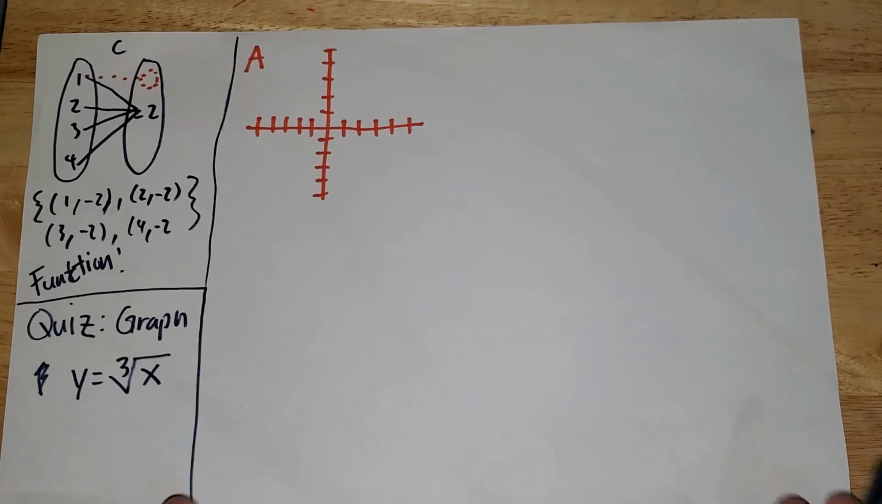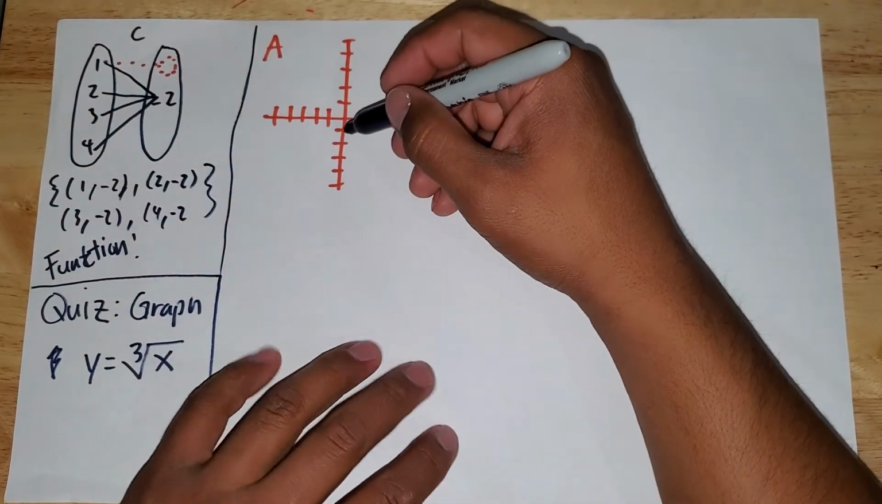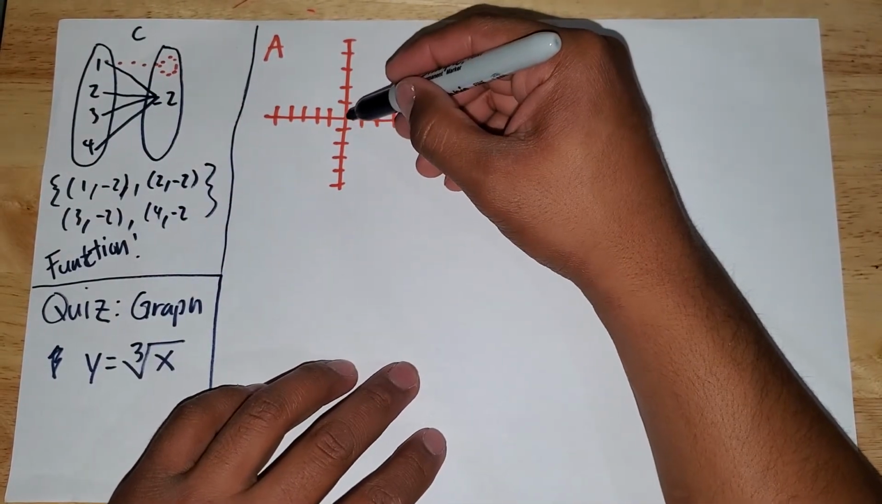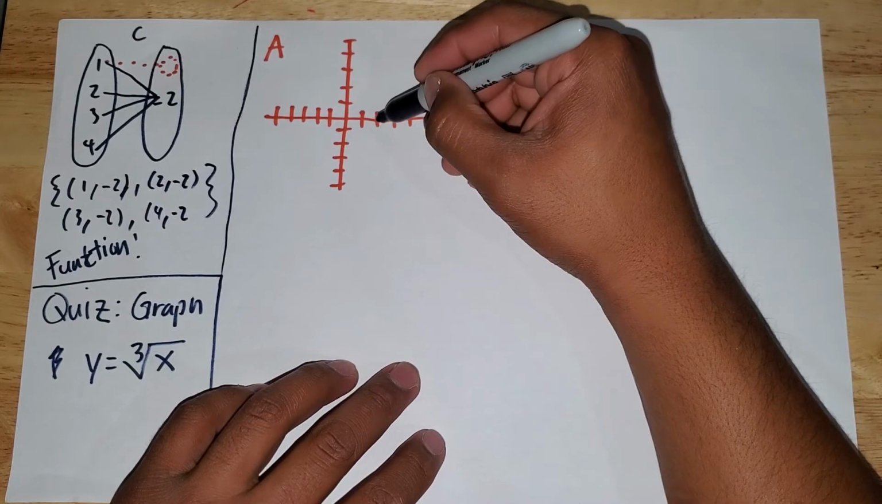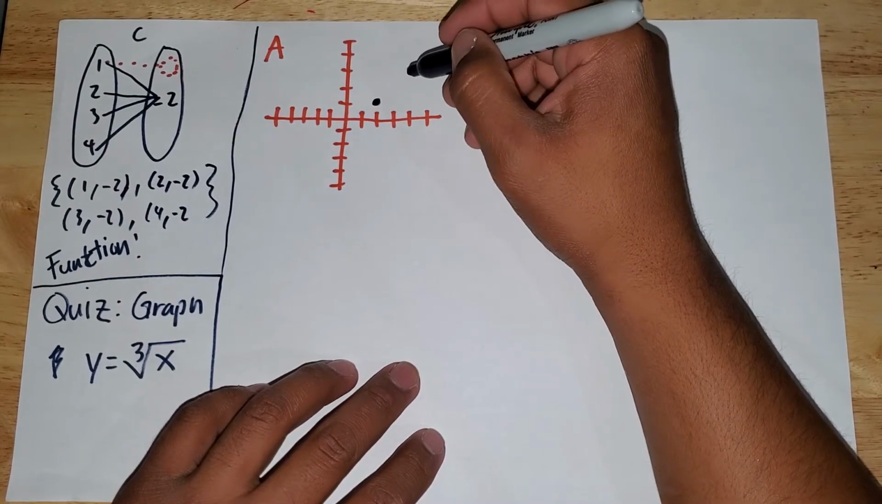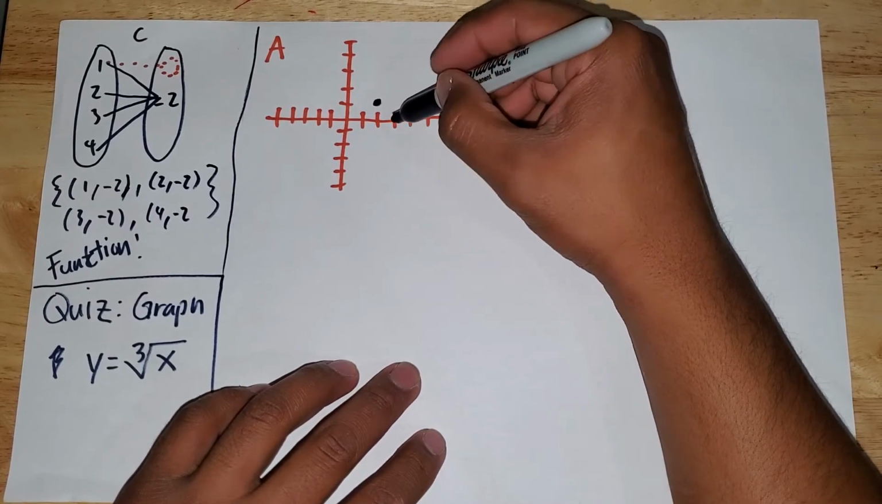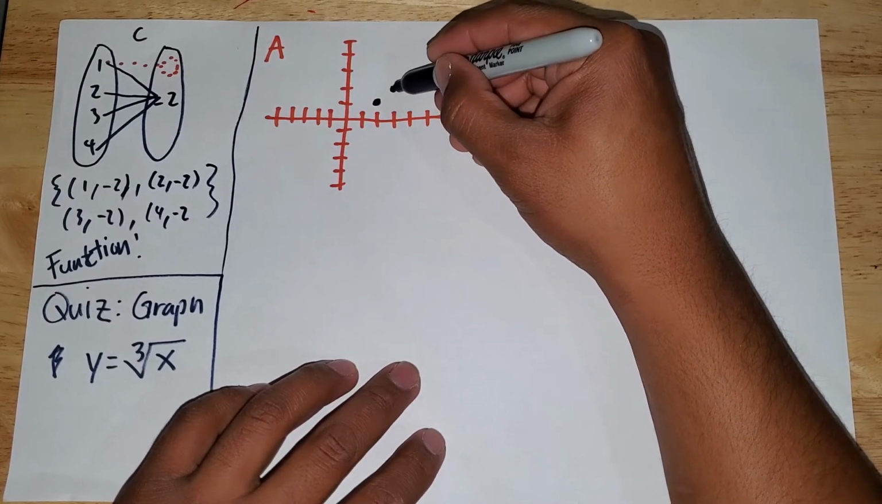So I'm going to graph them. Hopefully you have them, but I'm just going to look at the paper on my side. So the first ordered pair was 2, 1. So I move 2 to the right, up 2. So that's my first ordered pair. My next one is 3, 2. So I'm going to move 3 to the right and up 2.